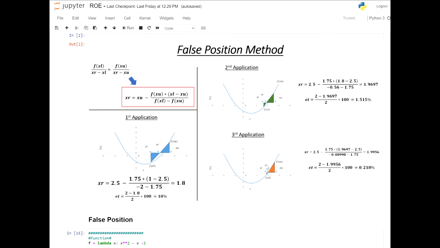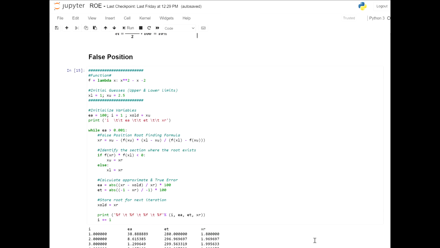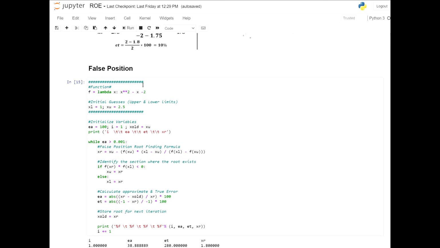Now in this lesson we're going to be creating the Python code for the false position, and it's going to be a very, very simple code to develop because it's almost identical to the bisection method with only one line of code difference. So let's actually see. So here, as you can see, everything is almost the same. Here we have the function that we're dealing with, x squared minus x minus 2. Here we have the initial guesses. In this case, we're going to start with a lower limit of 1 and an upper limit of 2.5.